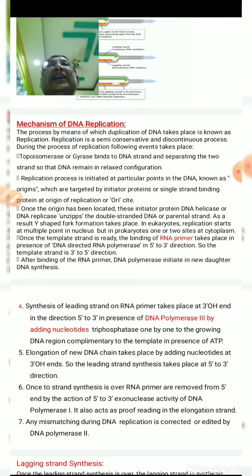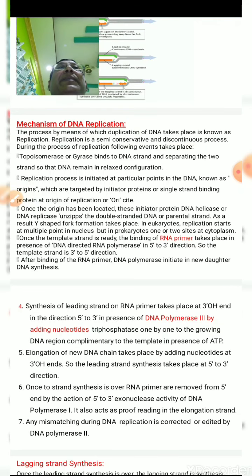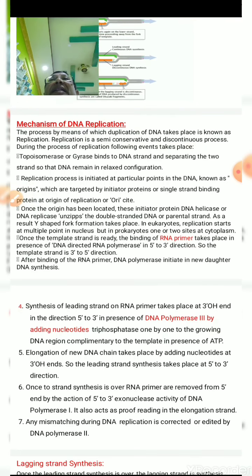Once the template strand is ready, the RNA primer binds in the presence of the DNA-directed RNA polymerase in the 5' to 3' direction. So the template strand is in the 3' to 5' direction, as I have shown earlier. After binding of the RNA primer, DNA polymerase initiates the new daughter DNA synthesis. So synthesis of the leading strand from the RNA primer's 3' OH takes place in the 5' to 3' direction by DNA polymerase 3, adding nucleotide triphosphates one by one to the growing DNA, complementary to the template strand. If there is an A, then there is a T, then T, A, G, C, C, G in that way.